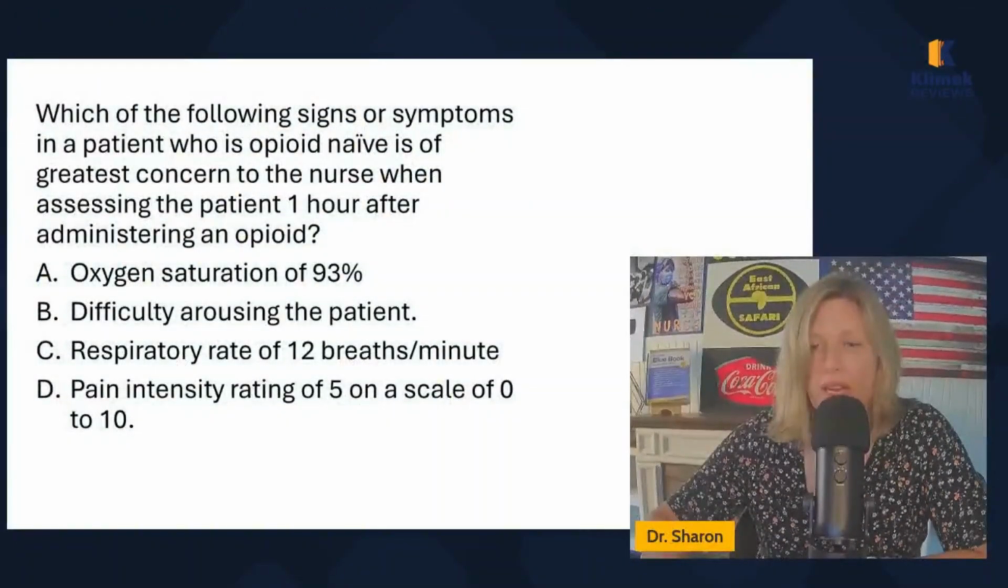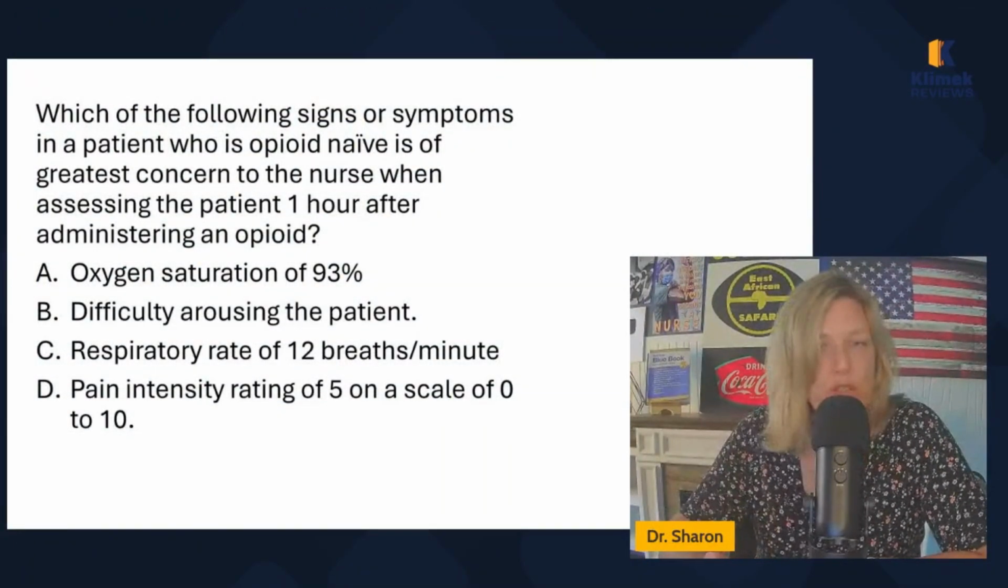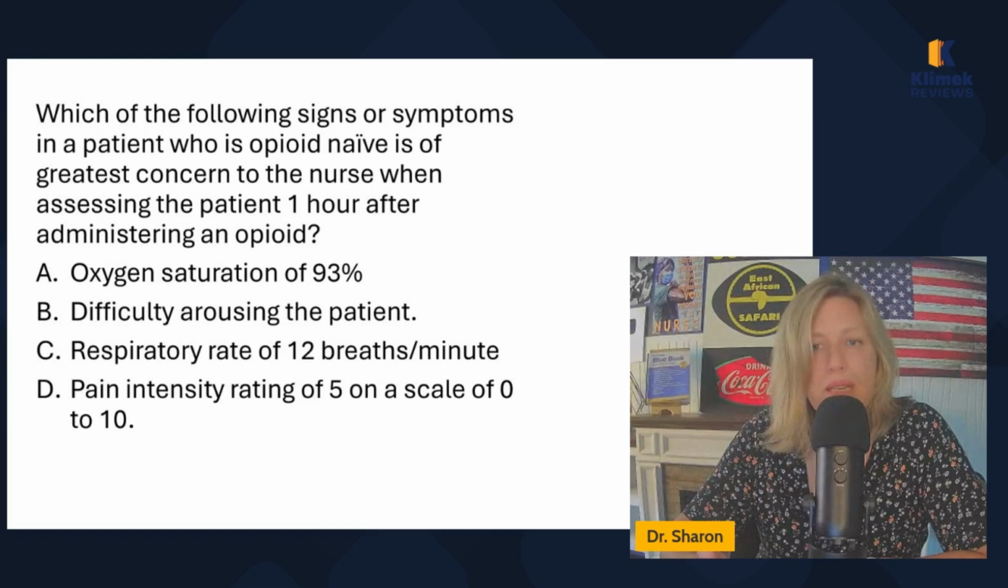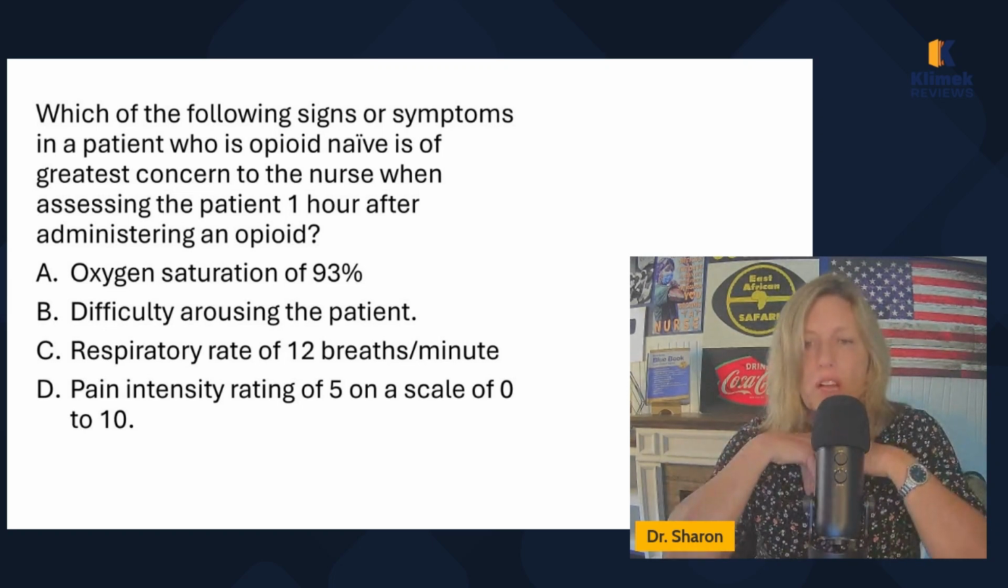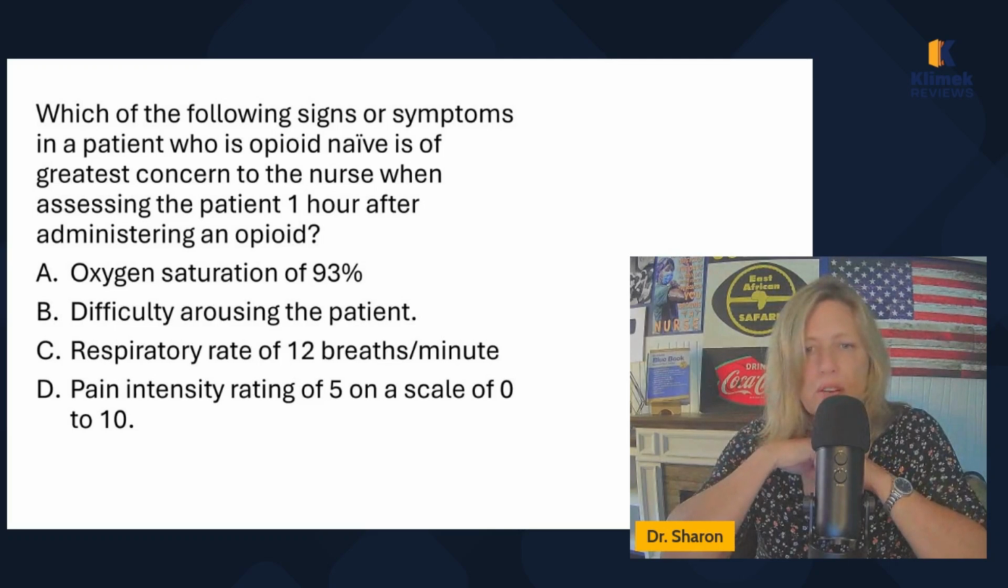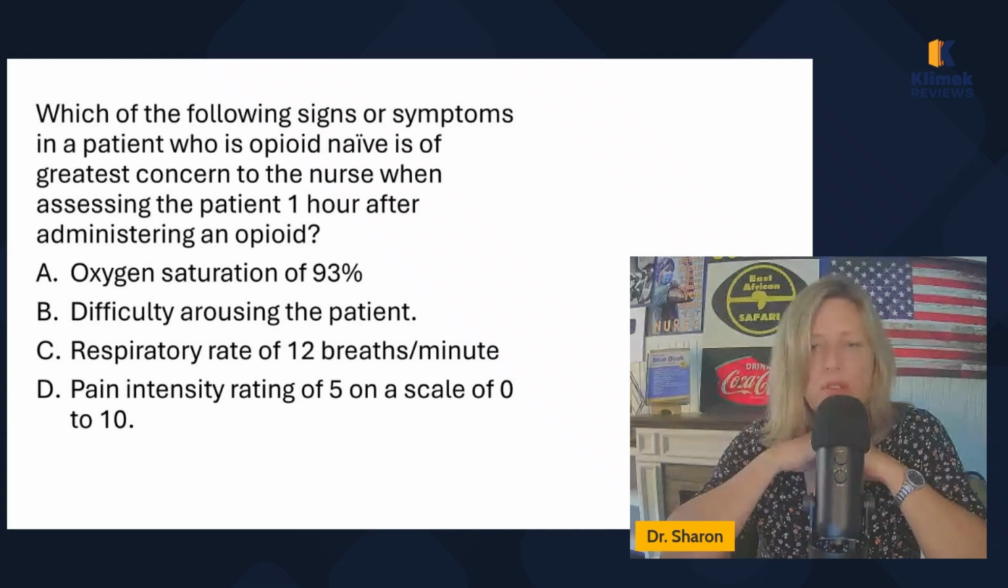Okay, let's go ahead and start with our questions. One of the following signs or symptoms in a patient who is opioid naive is of greatest concern to the nurse when assessing the patient 1 hour after administering an opioid. Which of the following symptoms? Not sure if I read that correctly. Which of the following signs or symptoms in a patient who is opioid naive is of greatest concern?